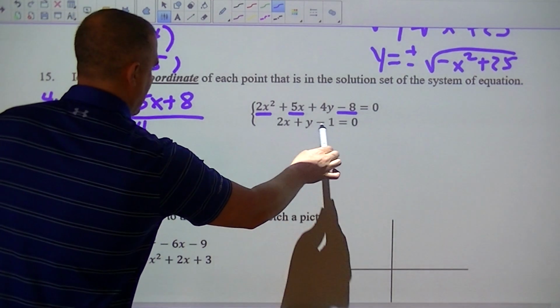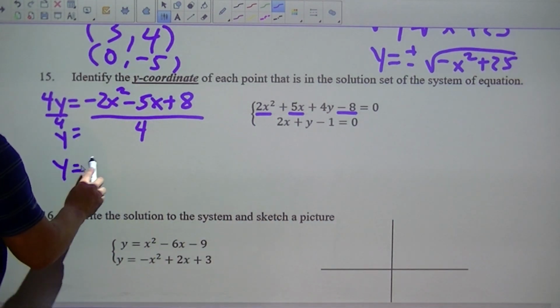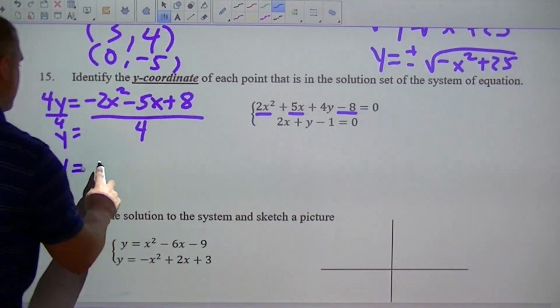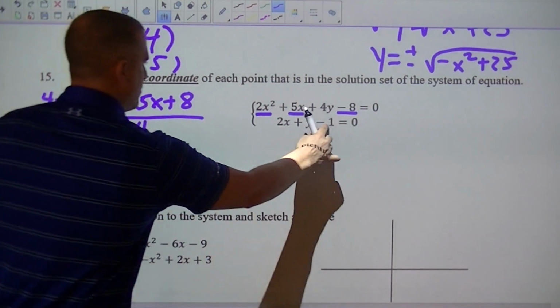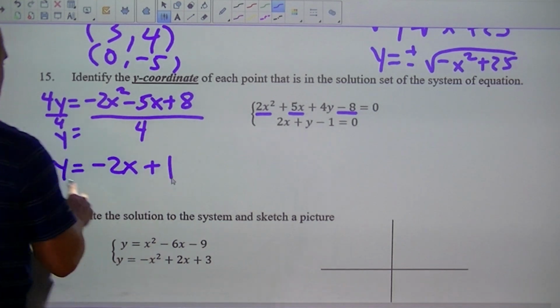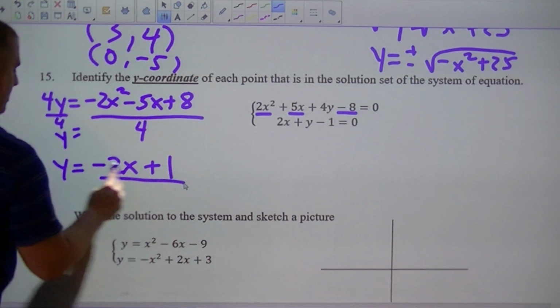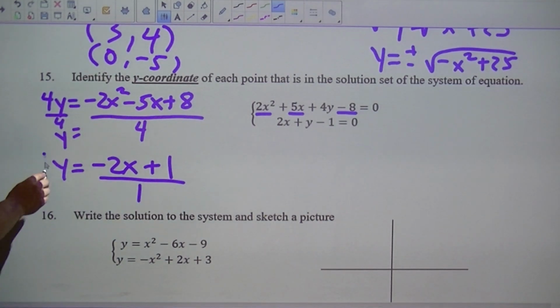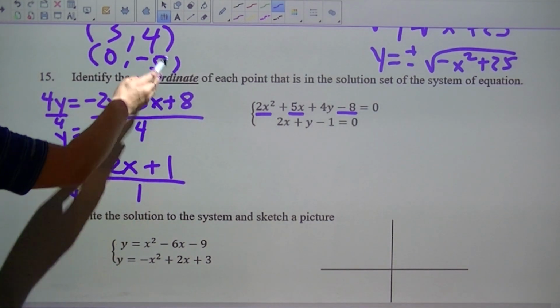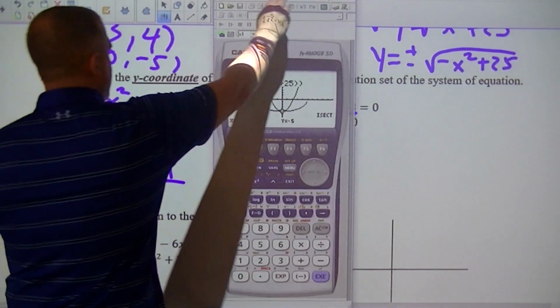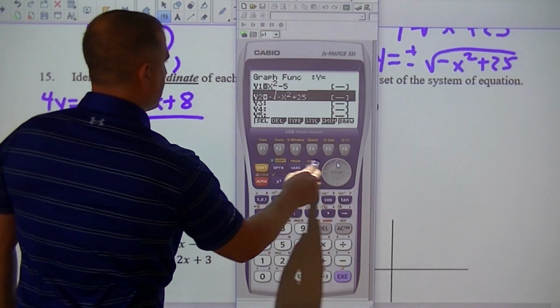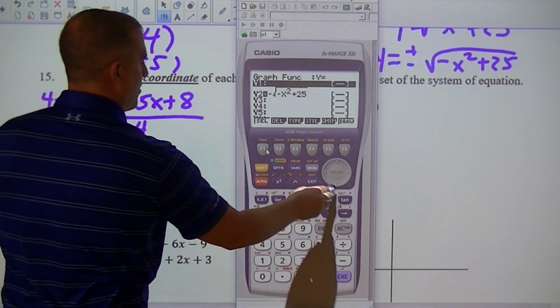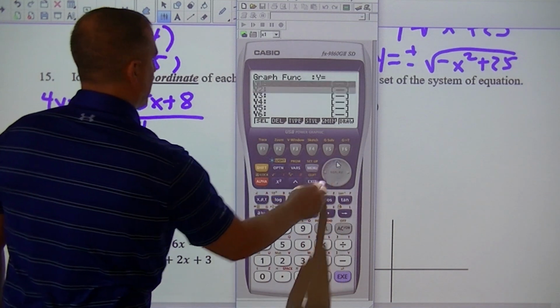This one, I would keep the y, and I would move the 2x and it becomes negative 2x. I would move the negative 1, it would become positive 1. And if you want to, because there's really a 1 in front of y, you could divide them both by 1. So, how I would put that into the calculator, so you minimize error, is to not reduce it. Let your calculator and the fraction button help you.